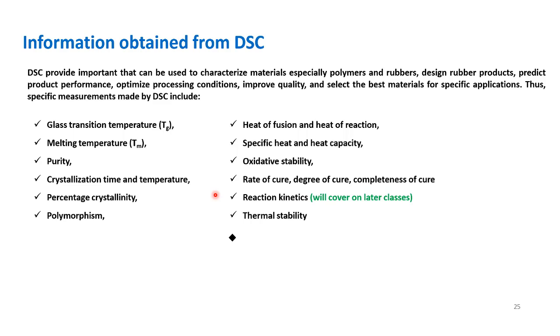The information which we get from the DSC includes the glass transition temperature, melting temperature, purity, crystallization time and temperature, percentage crystallinity, polymorphism, heat of fusion and heat of reaction, specific heat and heat capacity, oxidative stability, rate of cure, degree of cure, and completeness of cure. That can also be checked. Then reaction kinetics, which are covered in later classes, and the thermal stability. So these all can be checked with the DSC.